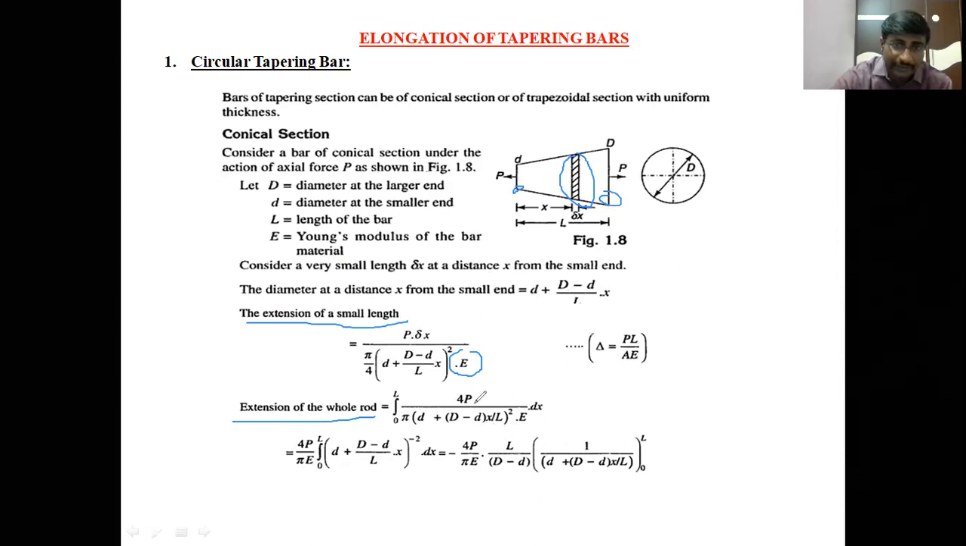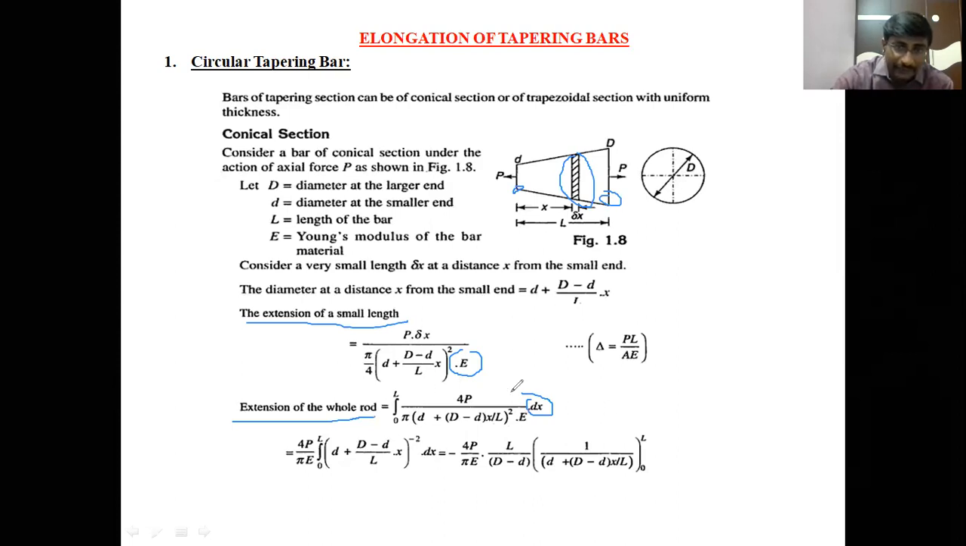So total equation 4 is taken into the numerator. 4P delta x, or in place of delta x we can write dx. Delta x and dx are both equal, divided by pi into d plus (D minus d) by L into x, whole square.